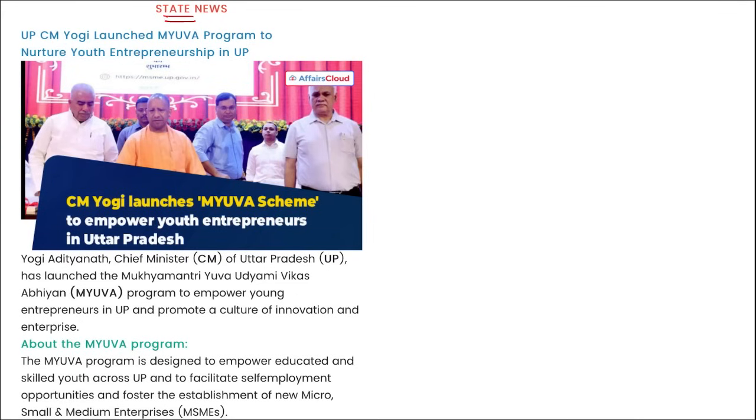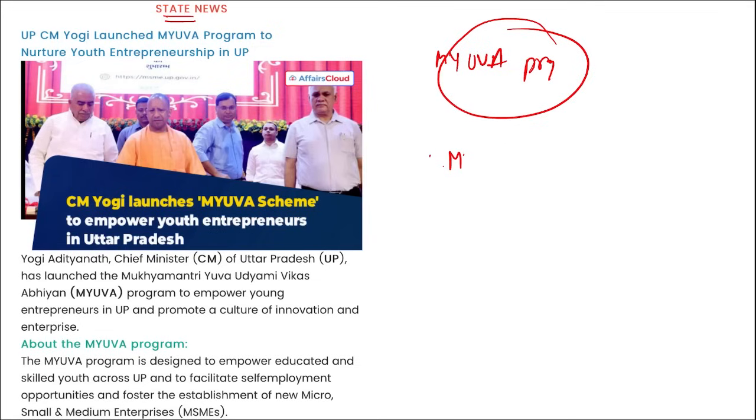Next is state news. Remember, UP's Chief Minister Yogi Adityanath has launched the MYUVA program. What is this MYUVA program? This is Mukhyamantri Yuva Udyami Vikas Abhiyan. This program is to empower young entrepreneurs in Uttar Pradesh and to promote the culture of innovation and enterprise. So we can say basically it is to boost the startup ecosystem here, right?